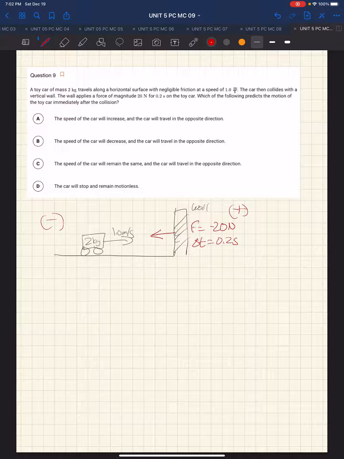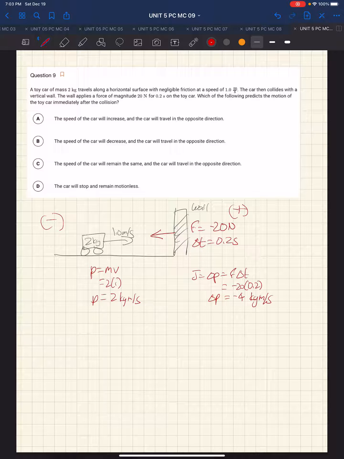Well, what we know is that there's going to be a change in momentum experienced by the car. And we know the momentum of the car beforehand is mv, so we have 2 times 1, and the momentum is 2 kilogram meters per second. Now we have this impulse, J, which is equal to the change in momentum, which is F delta t, and so we have minus 20 times 0.2, which is minus 4 kilogram meters per second. So that's the change in momentum.